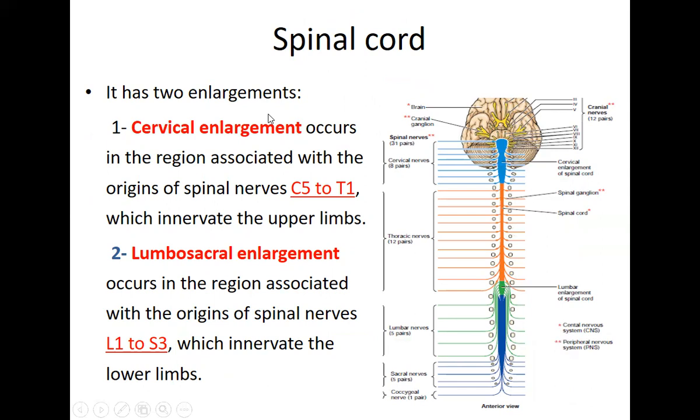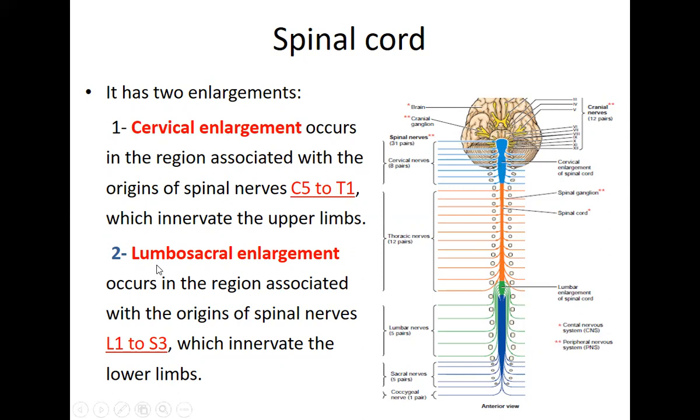The cervical enlargement occurs in the region associated with the origin of the spinal nerves C5 to T1, which innervate the upper limb. So there are nerves coming from the spinal cord to the upper limb. There are many nerves from here, so that's why this is called the cervical enlargement. They are going mainly to the upper limb, starting from C5 to T1. That is called the brachial plexus.